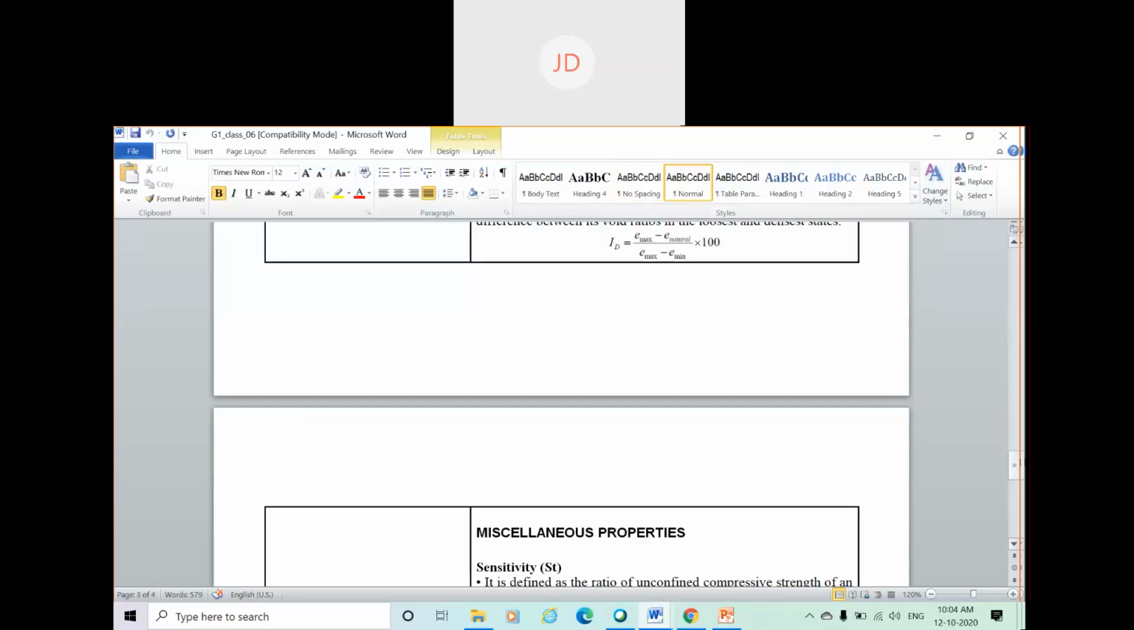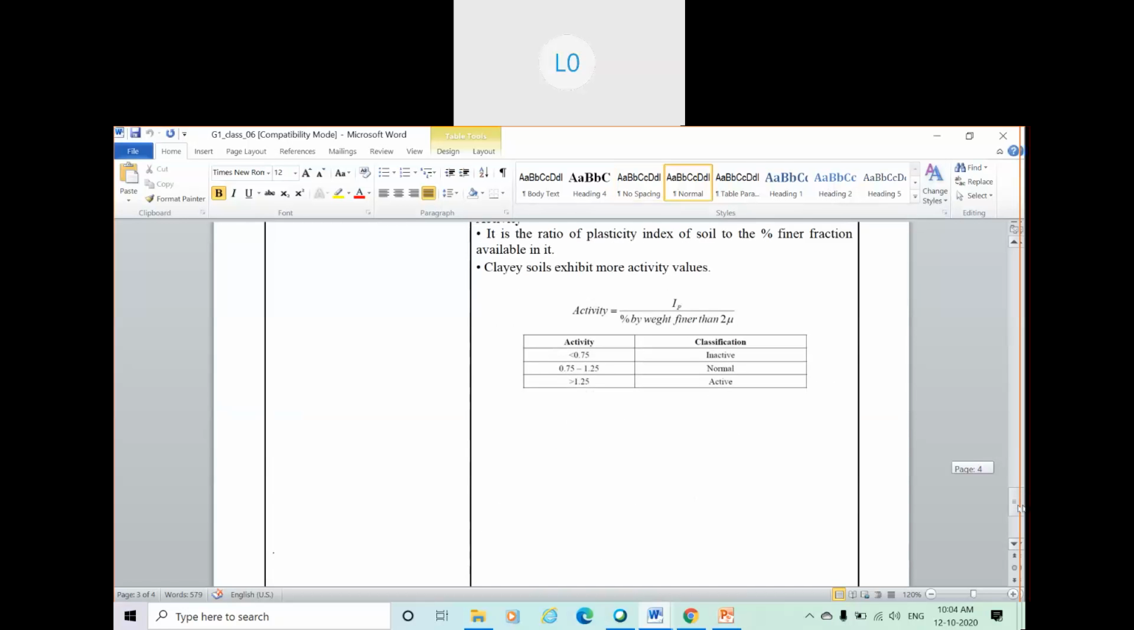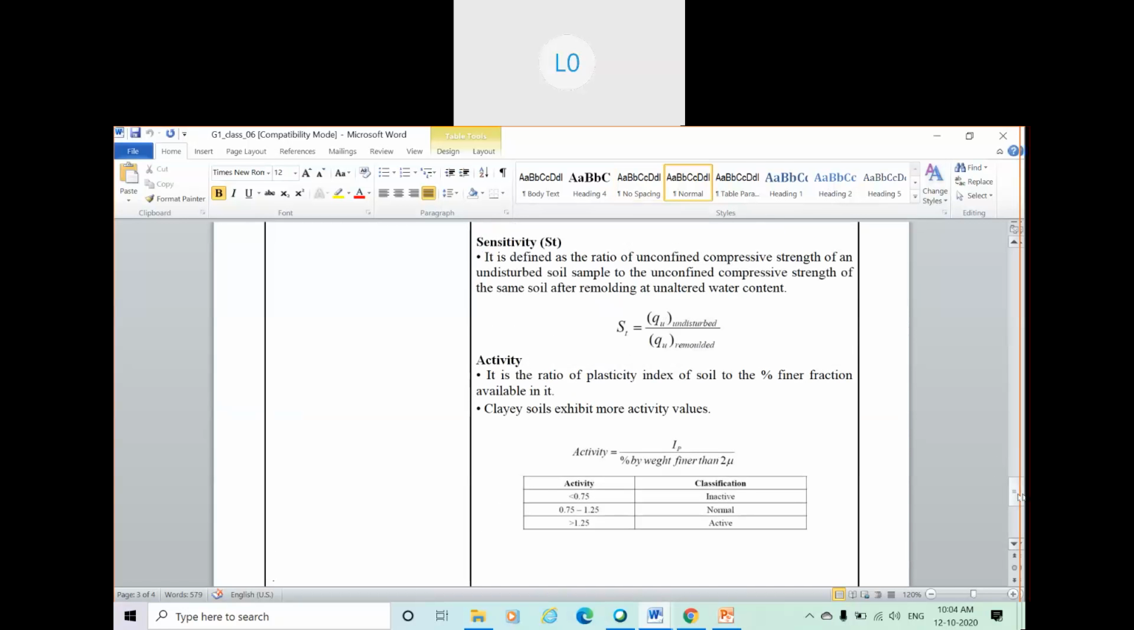Sir, can you explain activity? See, clay soil has the ability to expand its volume. Clay soil also exhibits consistency limits, that is liquid limit, plastic limit and shrinkage limit, and plasticity. These are properties mainly exhibited by clay soil. First thing you have to understand: clay soils can change their volume based on the water content.